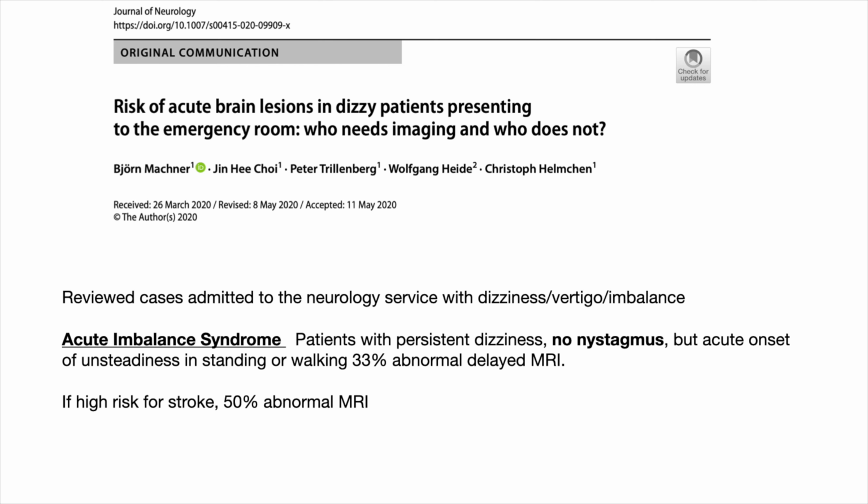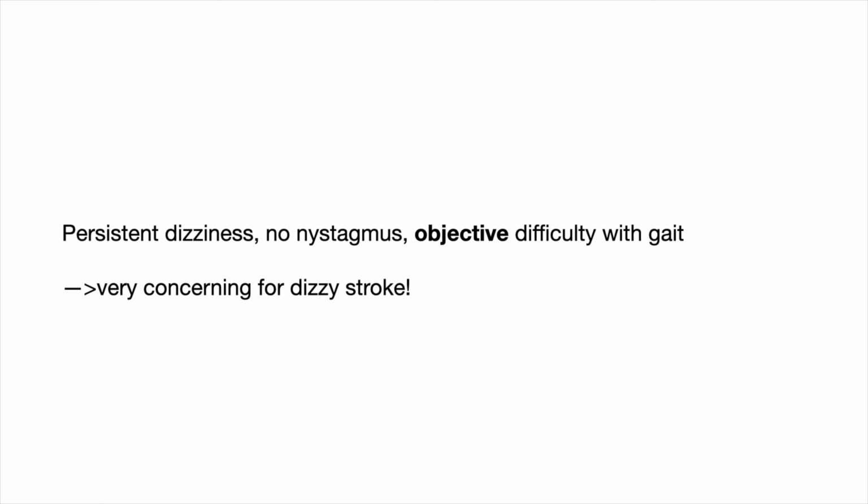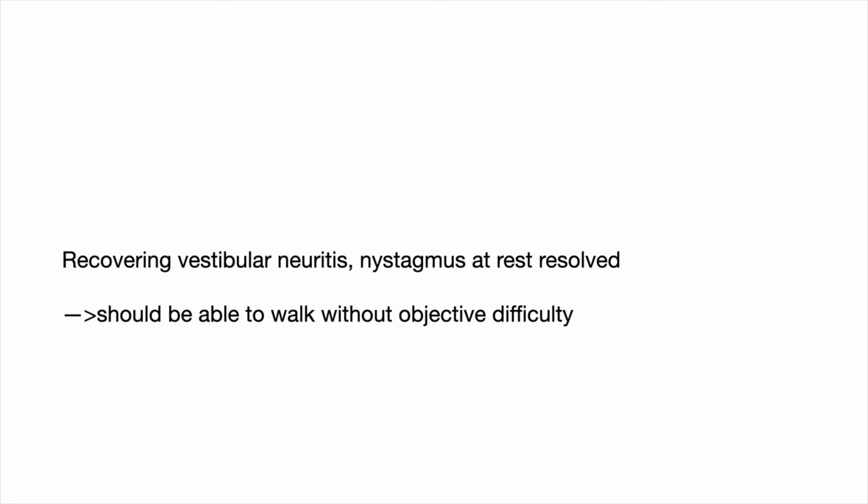So you should be very worried about patients who are dizzy, have no nystagmus, but have an objective new difficulty walking. And this makes sense because if a patient with recovering vestibular neuritis had no visible nystagmus even when looking carefully 30 degrees off center with fixation removed, their gait should have recovered enough so that you wouldn't see an objective change in their ability to walk unaided.